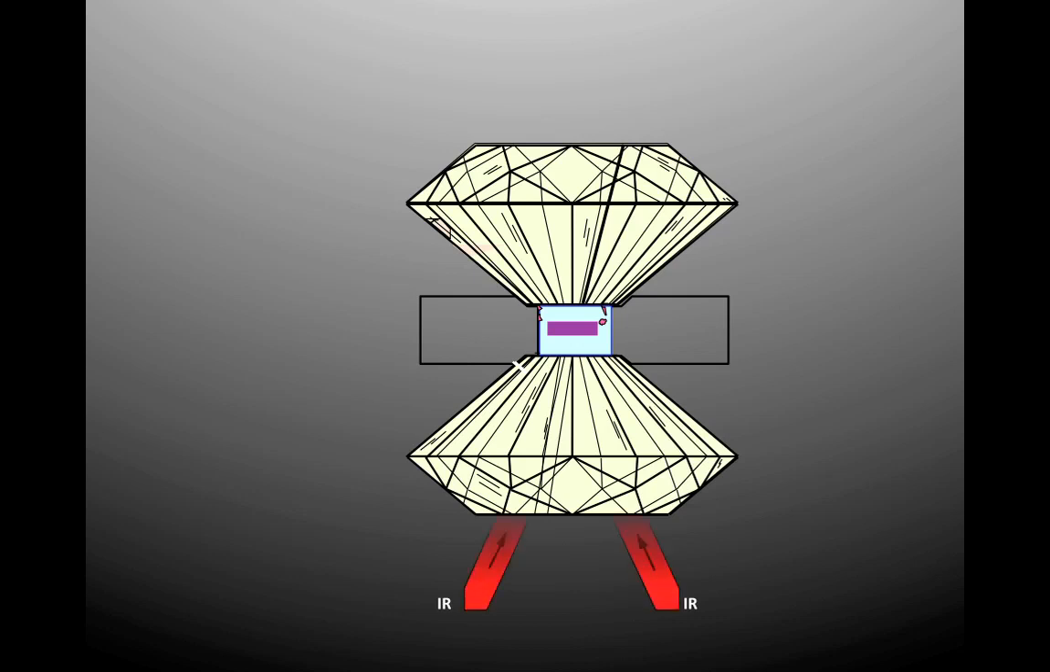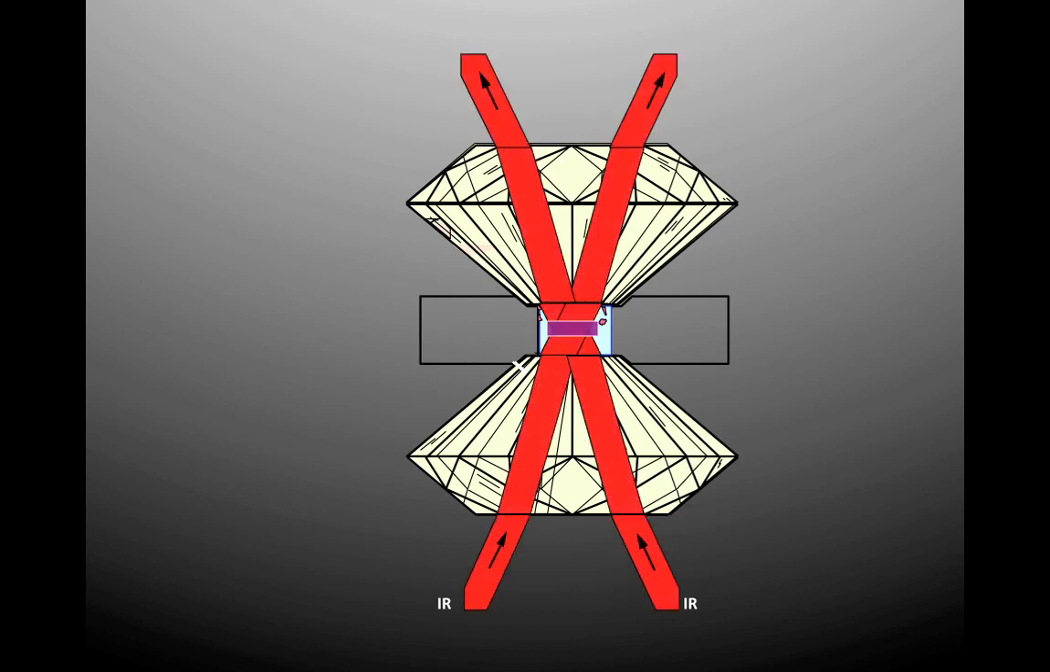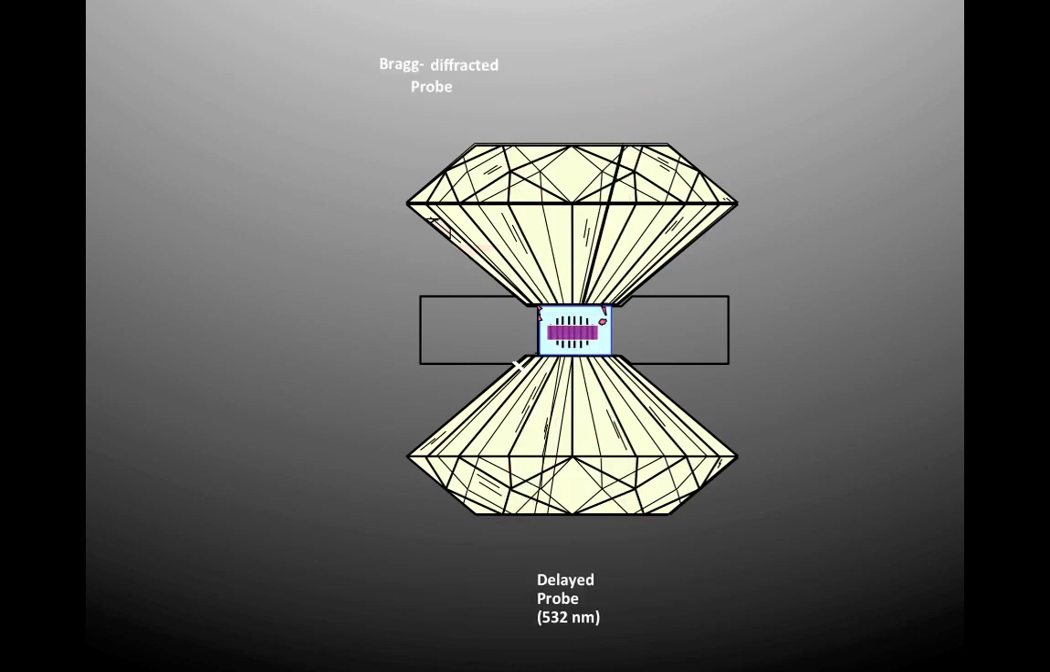We start in this experiment by shining infrared pulses that cross into the diamond cell. In their overlapped area, they establish an interference pattern which either thermally or electrostatically disturbs the material, setting up a perturbation in displacements which resolves itself nicely into elastic waves propagating in the plane of the sample.